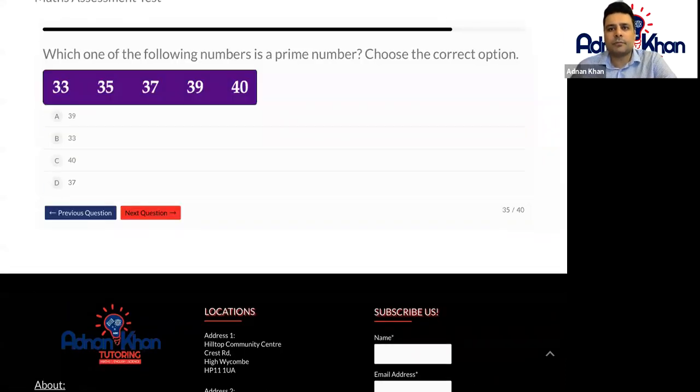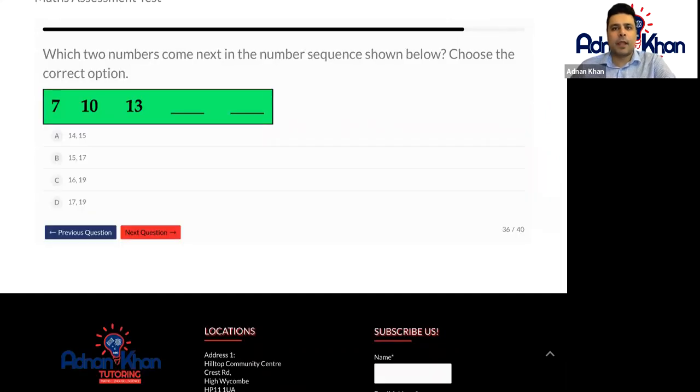Very good. And this last one, the prime number here is going to be 37, because no other number can divide into 37 apart from 37 and 1. That's how you work out prime numbers.